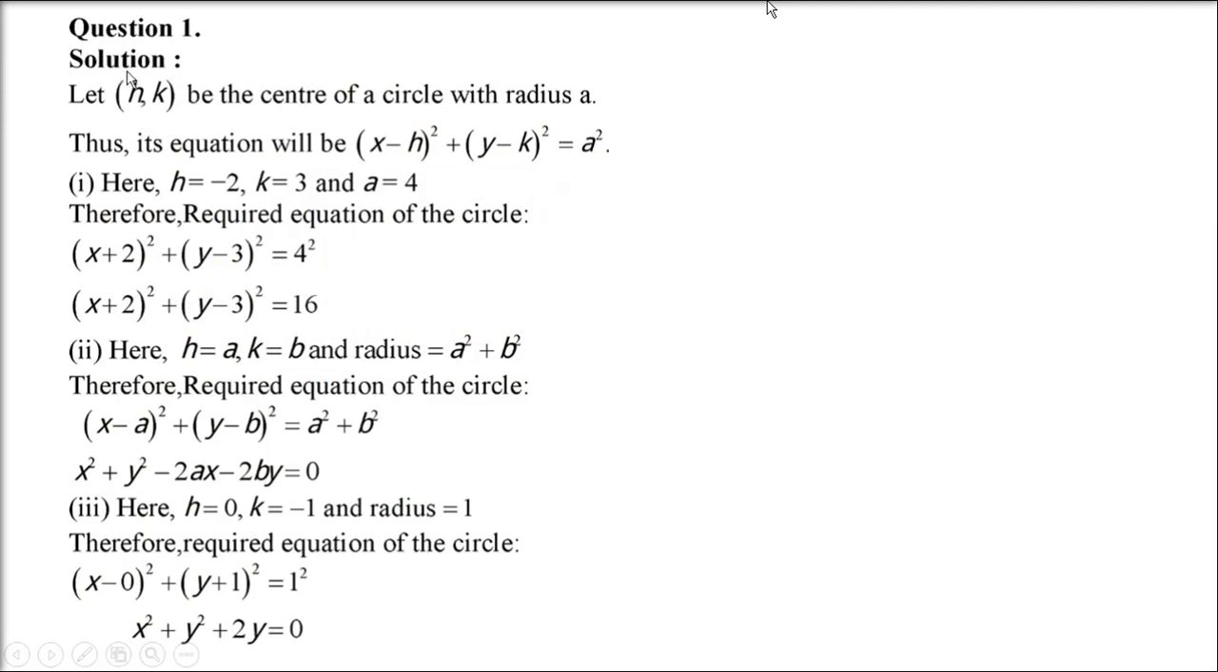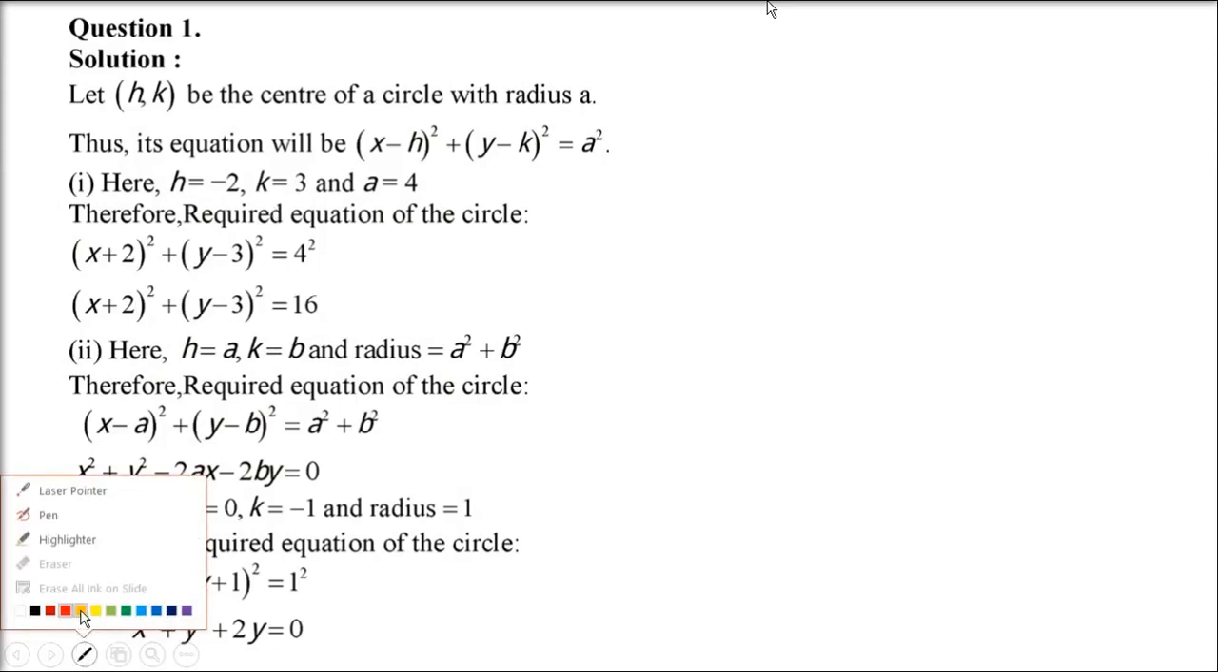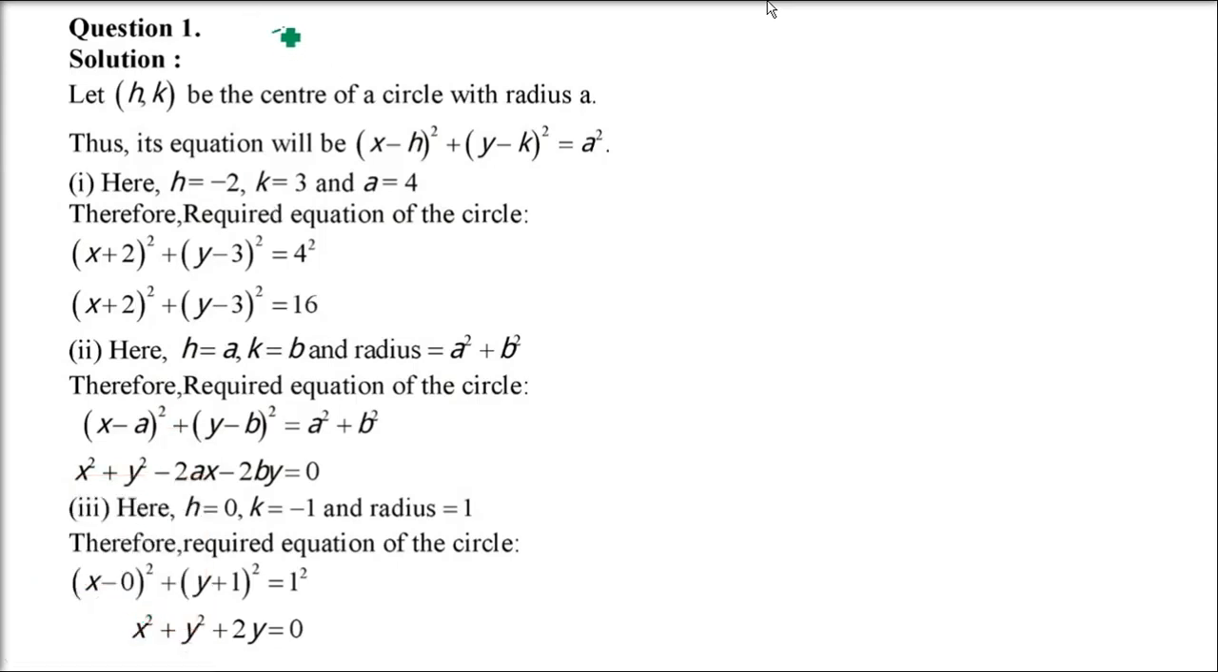Find the equation of the circle with the given data. There are around 5 parts here, and in each part we have to find the equation of the circle when the center is given and the radius is given. So let us start. The center h and k is given in the first part, and also the radius is given, which is 4.